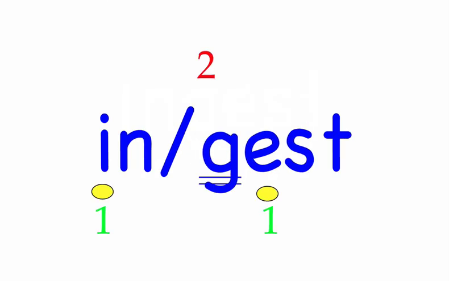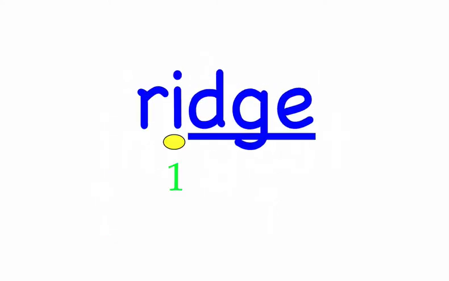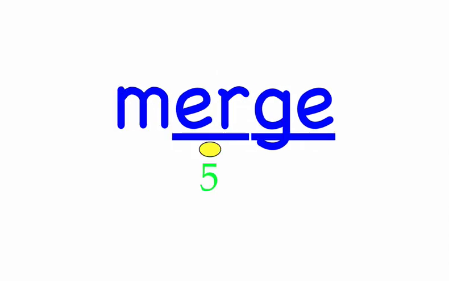Ingest. Ridge. Ridge. Let's walk to the top of the ridge. Ridge. Three sounds. R, I, j. Ridge. Mark the word. Ridge. Merge. Merge. The two companies will merge. Merge. Three sounds. M, er, j. Merge. Mark the word. Merge.